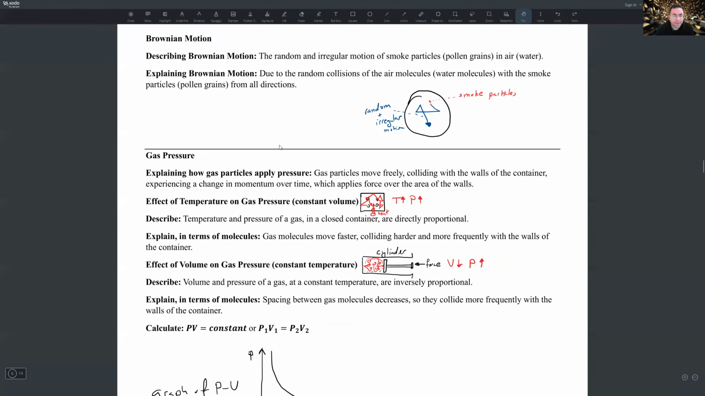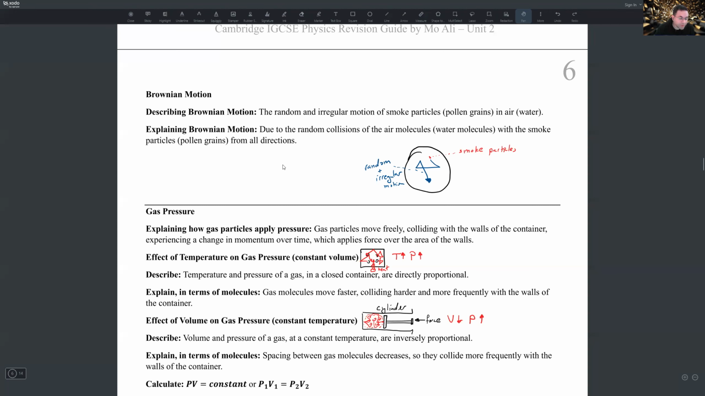Now, Brownian motion. What's Brownian motion? We're talking about gases. Okay, talking about gases here.